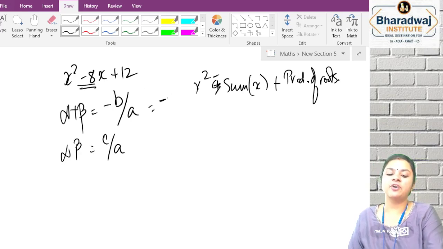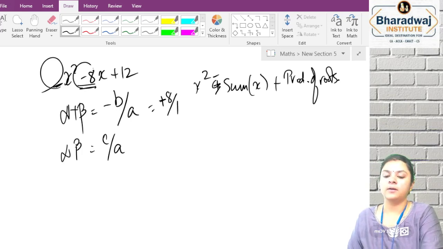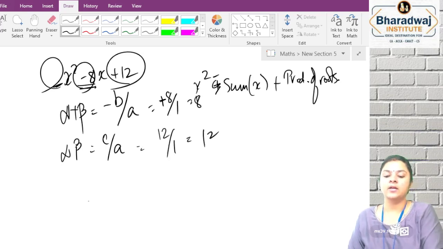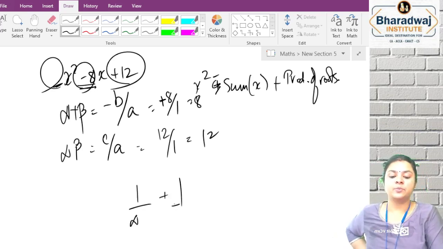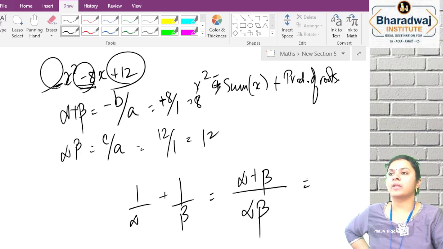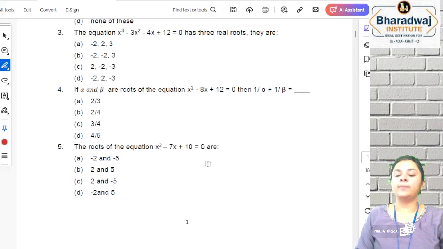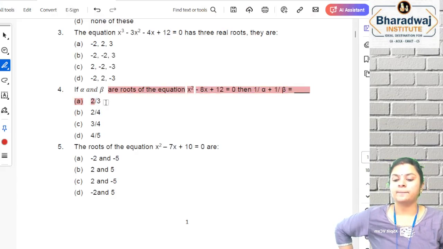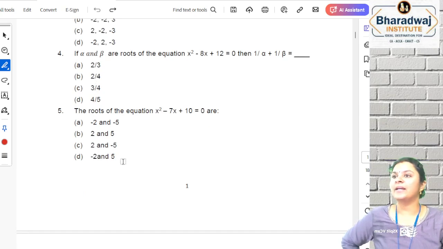What is minus b by a? Minus of minus 8, so plus 8 by 1. Here a is 1, and b and c are the other coefficients. And c by a is 12 by 1, which is 12. Now they are asking 1 by alpha plus 1 by beta, which can be written by LCM as alpha plus beta divided by alpha beta. Alpha plus beta value is 8, alpha beta value is 12. Answer is 8 by 12 or 2 by 3. Got it?